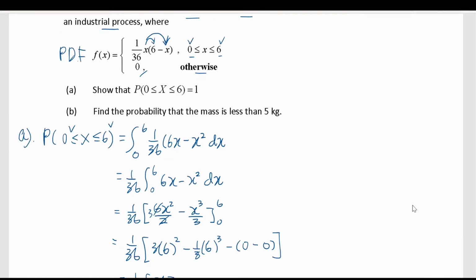So now we got to make use of this PDF to find the probability that the mass is less than 5 kg. So how do we use this PDF to find the probability for X less than 5? We are going to integrate. Okay, so what are the limits? Since we want X less than 5, we look from 0 until 5, because the lower limit here is 0. So we integrate from 0 to 5 of the PDF.